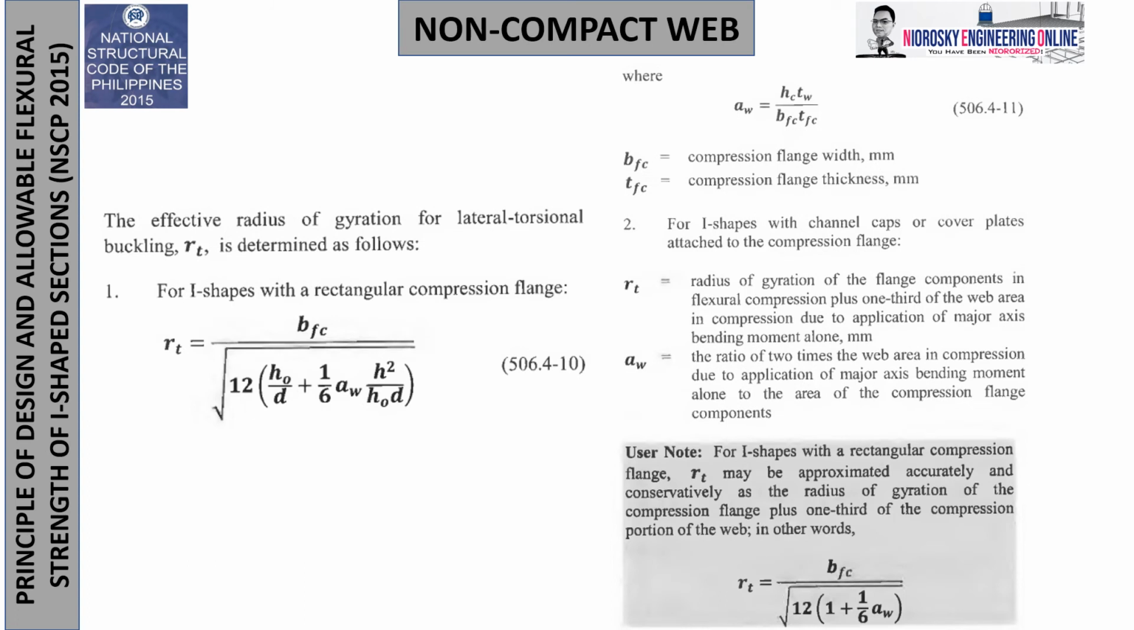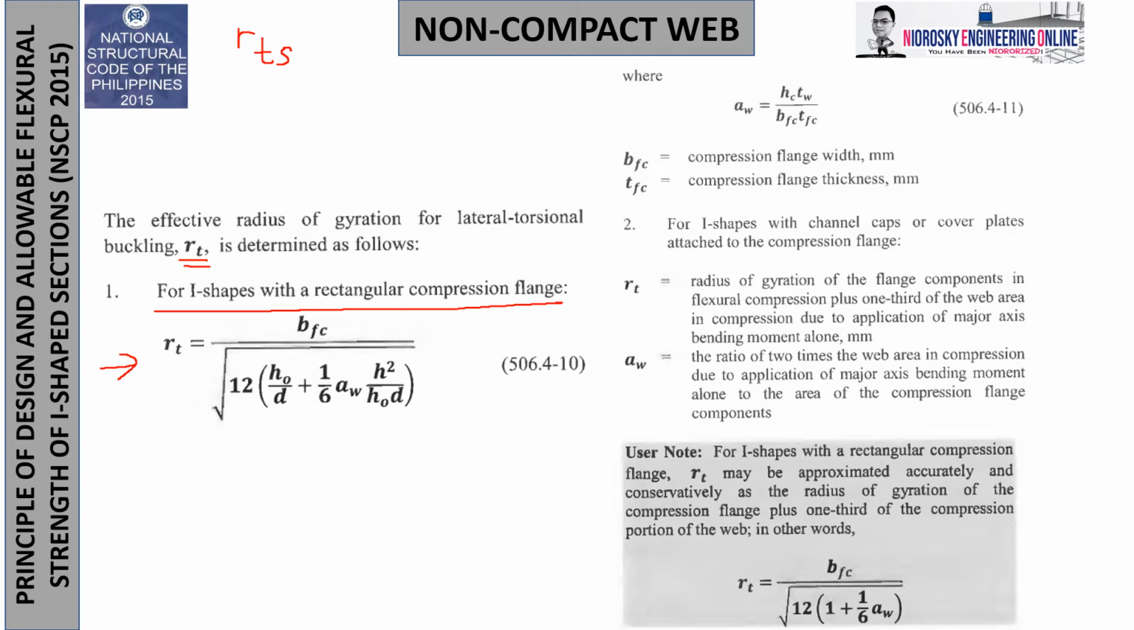So, the effective radius of gyration. Kanina, sa compact section, ang r_ts ang ating effective radius of gyration. Pero kapag naging non-compact web, r_t na lang yung tawag. So, for I-shape with rectangular compression flange, ito yung gagamitin natin. Okay, so very clear naman na sinabi kung paano ginagamit yan.